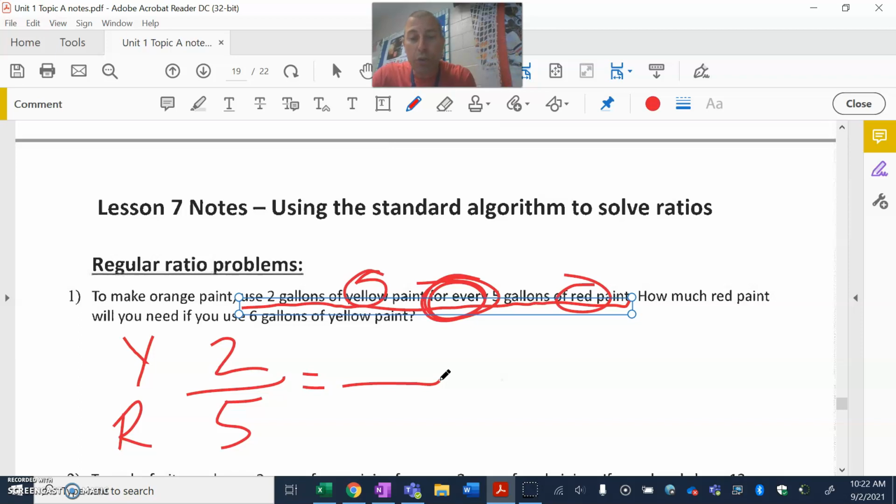So if you look a little deeper, it says you use 6 gallons of yellow. Here's the thing, people, and this is why the labeling is important. Just like with the tape diagrams, you had to know to put that 6 with the yellow paint. It's the same thing. Difference is, where's the yellow paint? Is it up in the numerator or is it down in the denominator? Well, that's why we label it. Check it out. It is up in the numerator. So I'm going to slap my 6 up there.